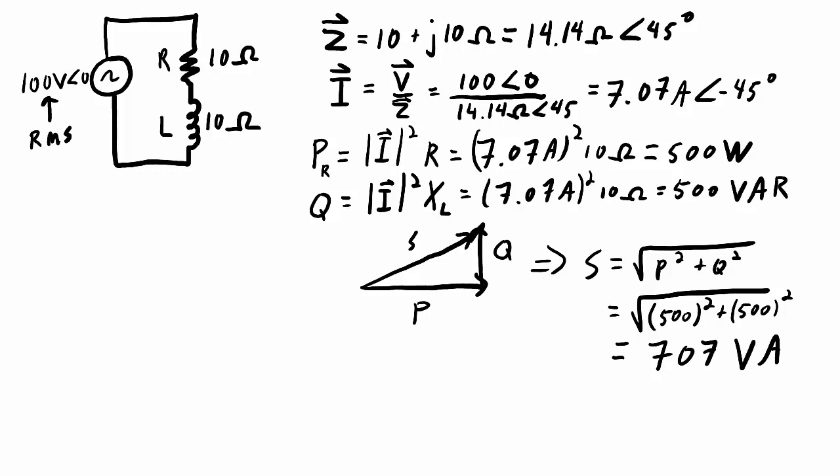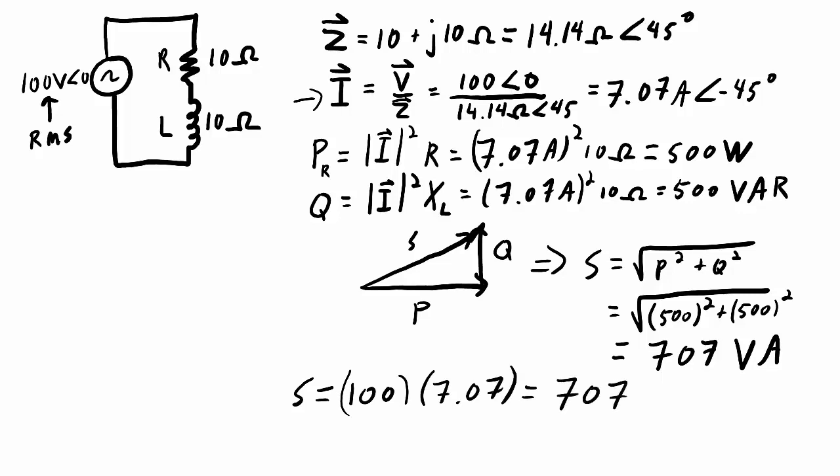I could have also calculated S in a different way if I go back just to where I've calculated the current there. S is also equal to the RMS voltage times the RMS current, which of course also works out to 707 VA. And I can let you confirm as an exercise that the real power used by the resistor is equal to S cos theta, where theta is this phase difference between voltage and current.